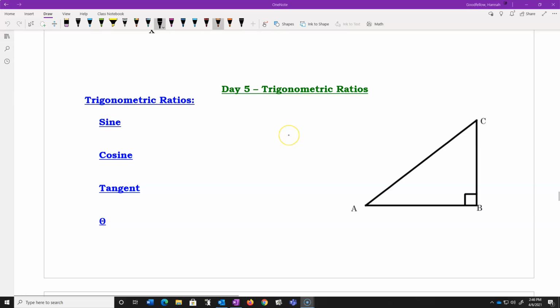All right, Geo peeps, we are down to day number 5. Now, day 5 and day 6 and day 7 are going to have you attacking some material that you've never ever seen before. And this is going to be good for you because you just entered, dun dun dun, the Trig Zone. It's like being in the Twilight Zone, but it's going to be the Trig Zone.